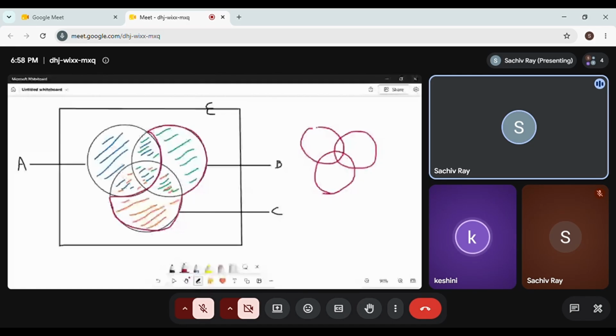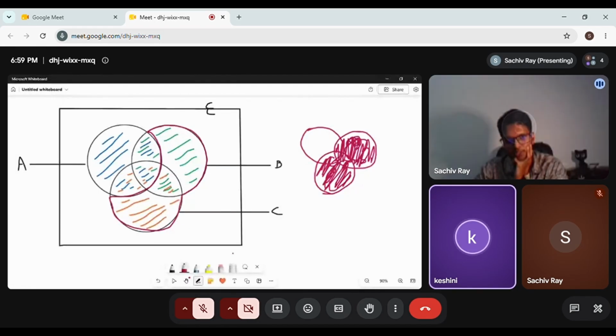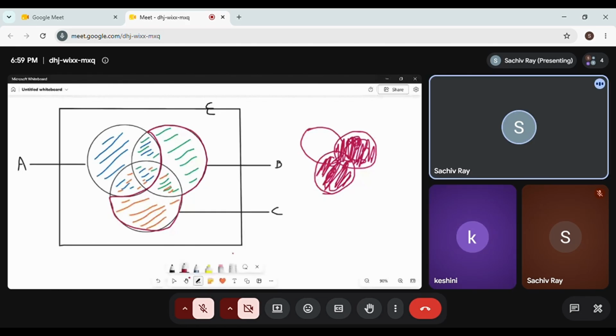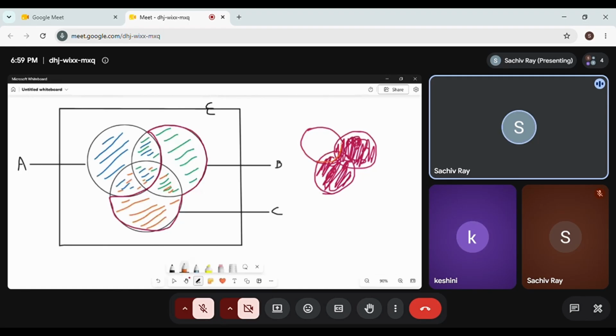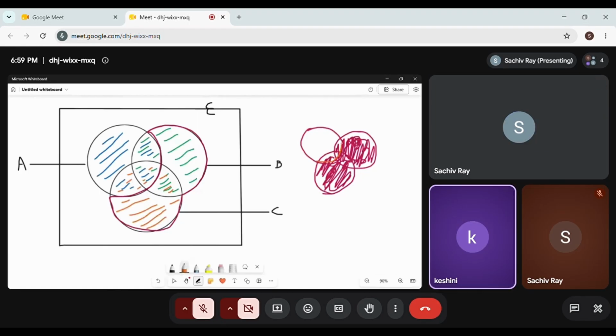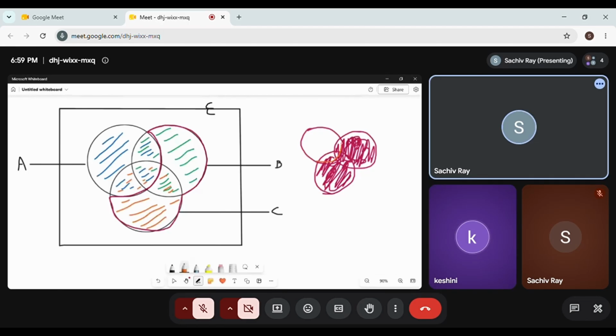Now B union C has been colored, and in this space there's a part of A also. What has happened is they have removed that A part. They have erased that colored part. So B union C was there, the entire part was there, and they have erased the A part. Are you okay with that? Yes, sir.